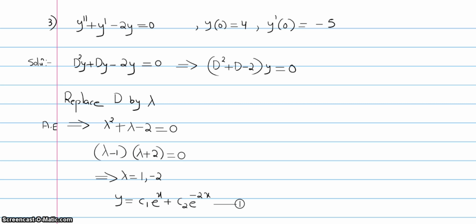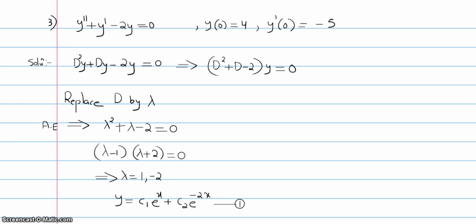y double dash plus y dash minus 2y equal to 0, and here we have some initial conditions. This is an initial value problem, which means there will be some initial conditions like this: y of 0 equal to 4 and y dash of 0 equal to minus 5. These conditions are given because we need to find the constant values in the solution format, which means we will have some constants like c1 and c2 in the general solution.